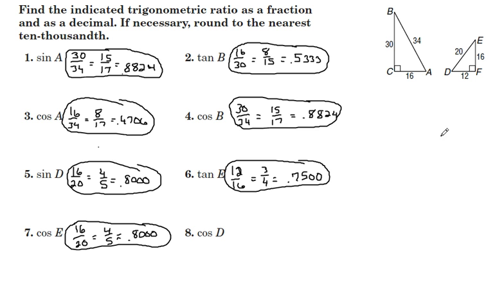Last one, cosine of D. We look at D. Cosine is adjacent over hypotenuse. That's simply 12 over 20. Reduces to 3 over 5. And the decimal is 0.6. And there are 8 examples of how to set up trigonometric ratios.